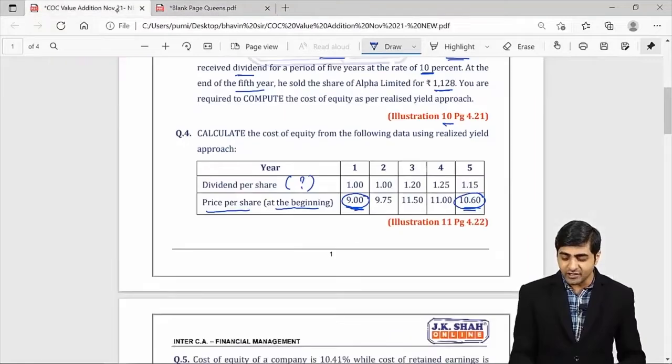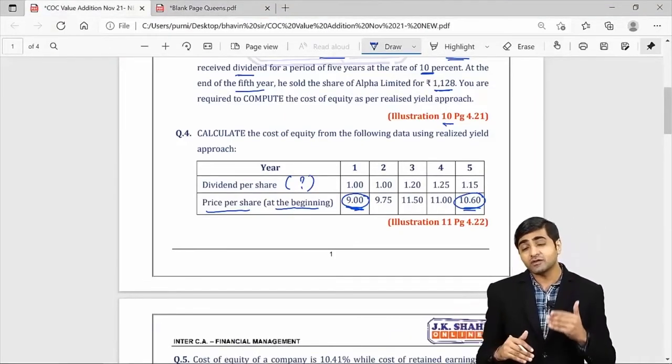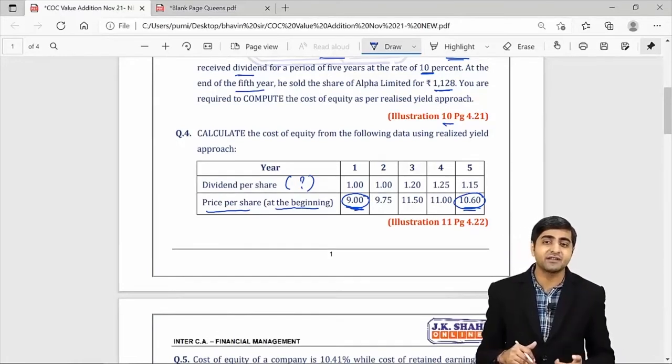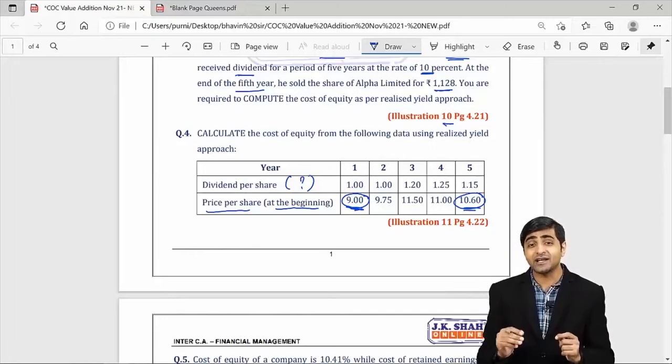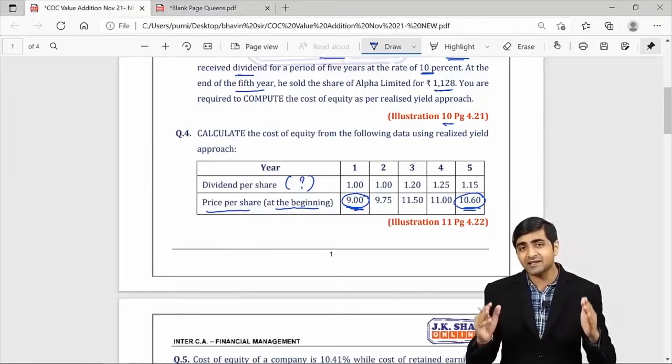Now the moment you check the question, you will realize that sir, here the time period is 5 years. So the time period is 5 years, so let us consider the time horizon for the purpose of investment as 5 years. But in that situation, you will need the market price at the end of the 5th year. But here we have the prices at the beginning.